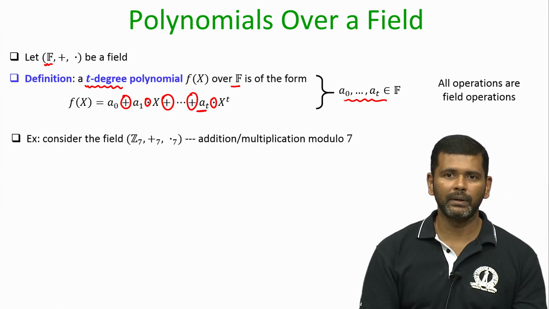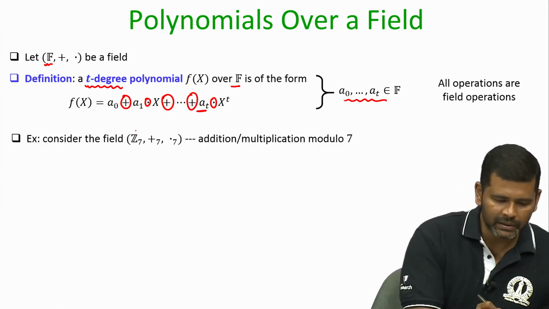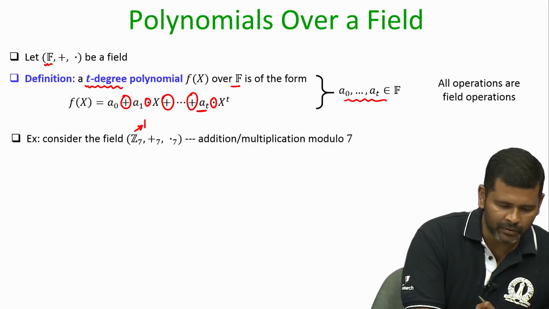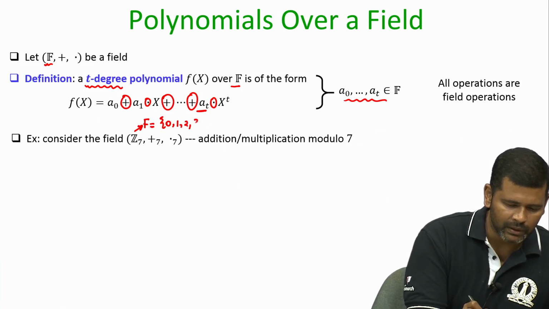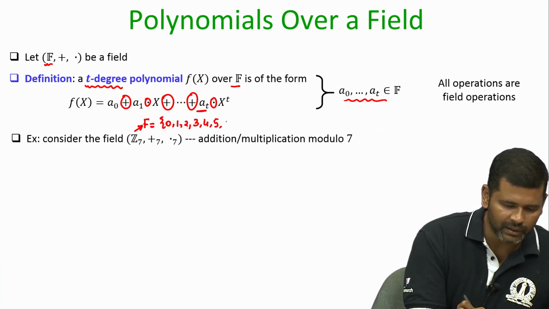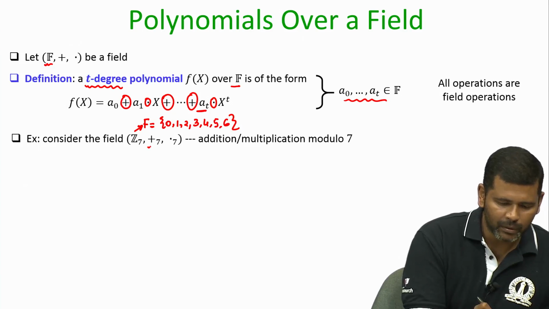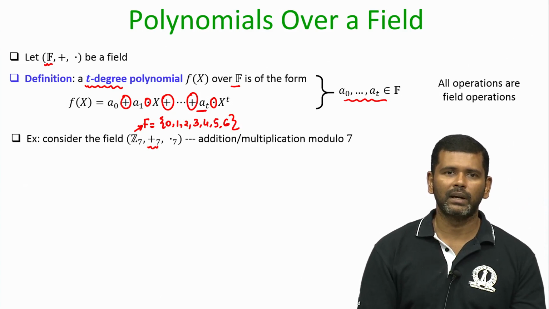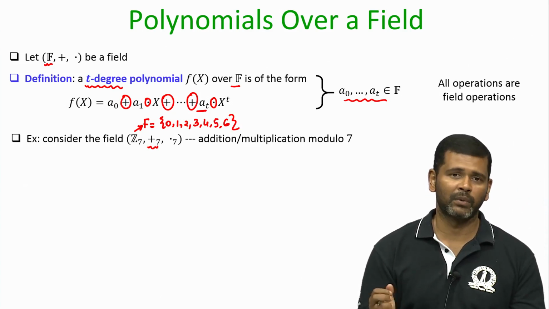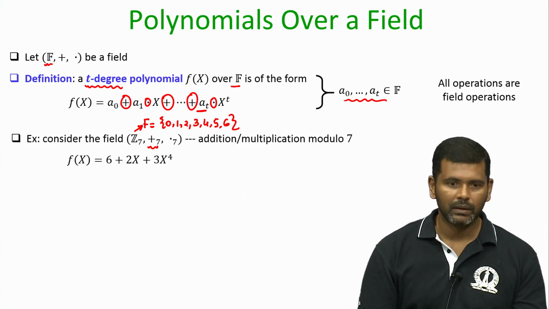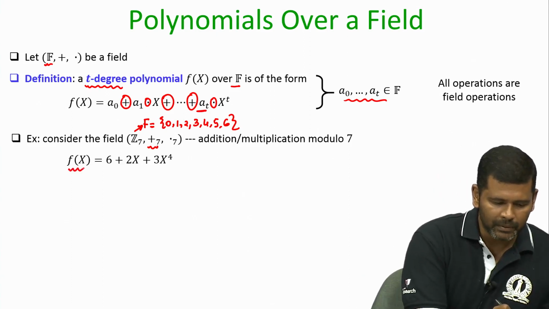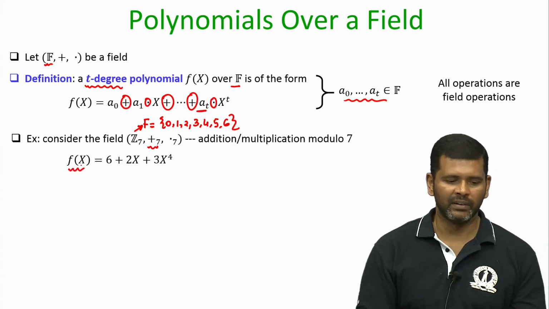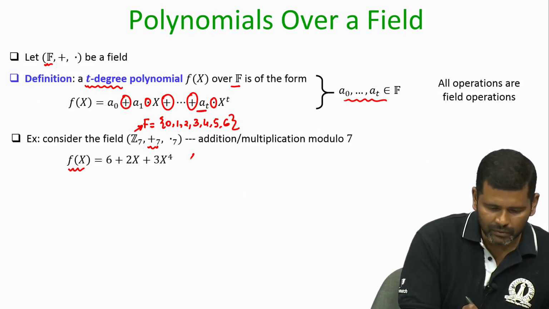So, let us see an example here. Imagine I consider my field F to be the set Z7, which has the elements 0, 1, 2, 3, 4, 5 and 6, and my plus operation in this field is the addition modulo 7, and my multiplication operation here is the multiplication modulo 7. This will be an example of a polynomial over the field Z7 which is a 4 degree polynomial.